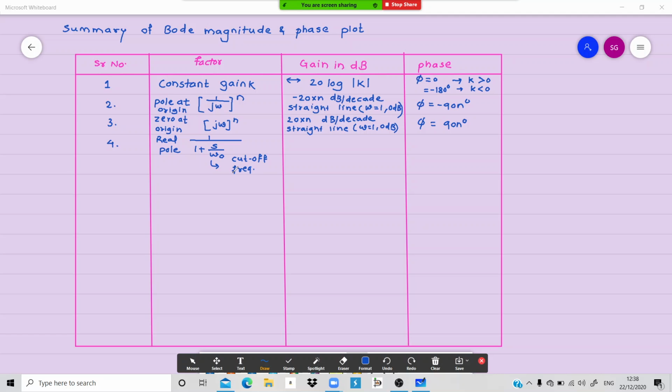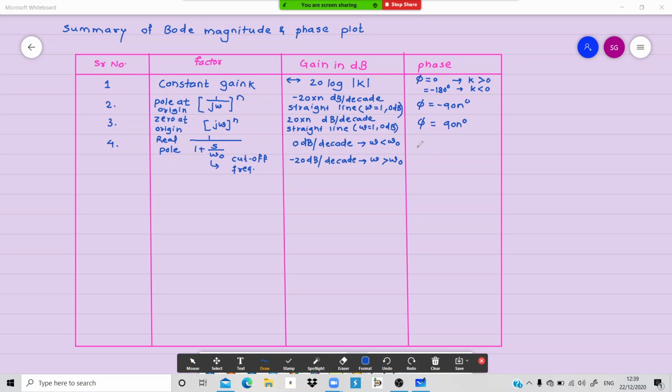Right, this omega 0 was the cutoff frequency, and what we had seen over there is a straight line with two slopes: 0 dB per decade when omega is less than omega naught, that is the cutoff frequency, and then it was decreasing at minus 20 dB per decade when omega is greater than omega naught. Correct? Yeah, these two things.